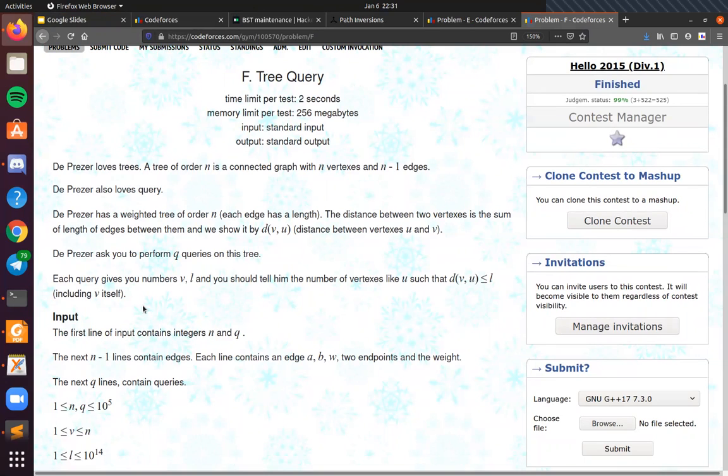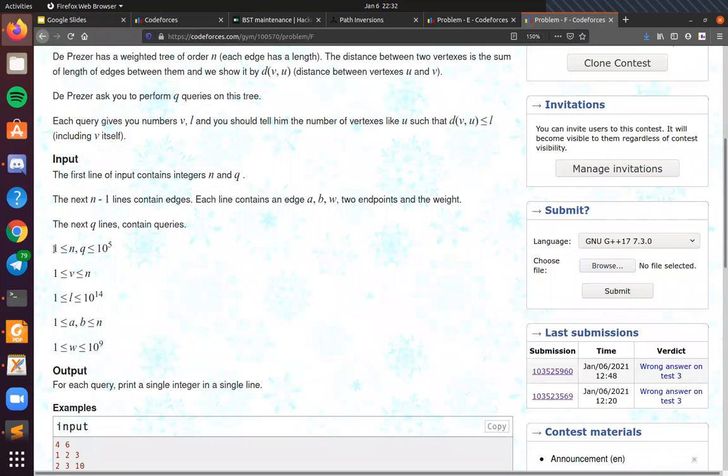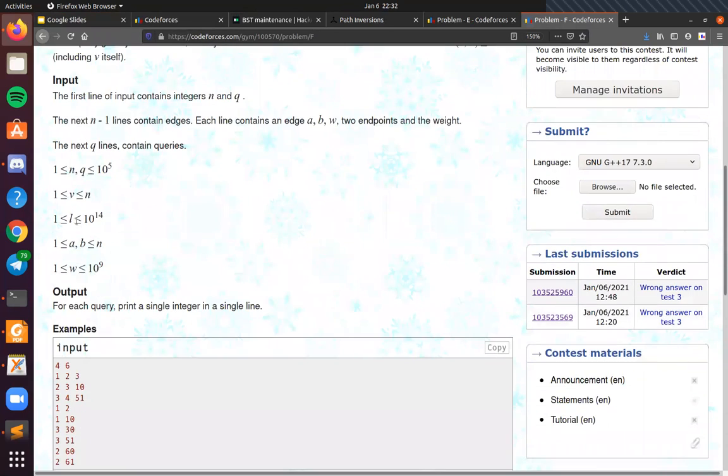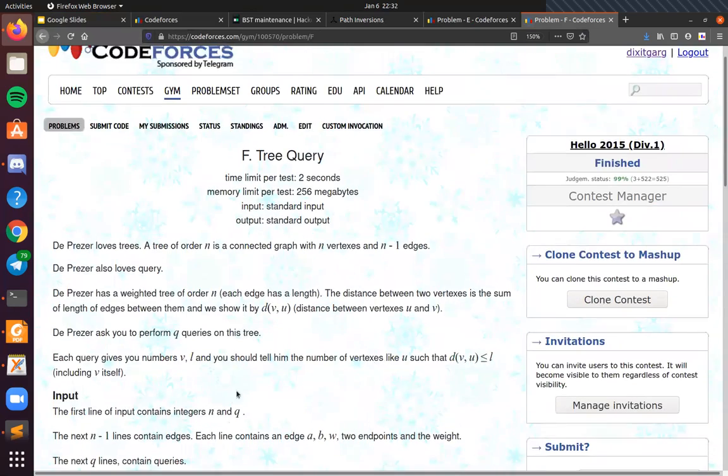So you are given a tree, and you are asked q queries. You are given two things: the vertex and the length l, and you have to tell the number of vertices u which are at max distance l from it. The constraints are n and q are less than 10 to the 5, and l is up to 10 to the 14.